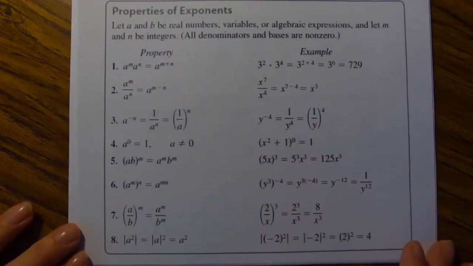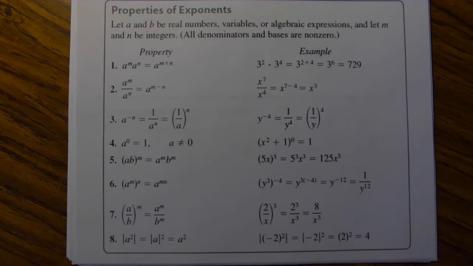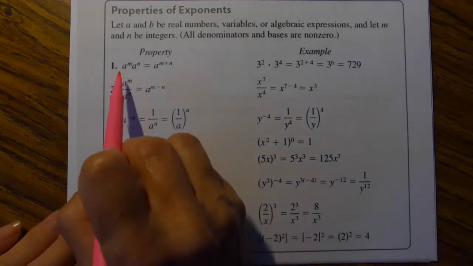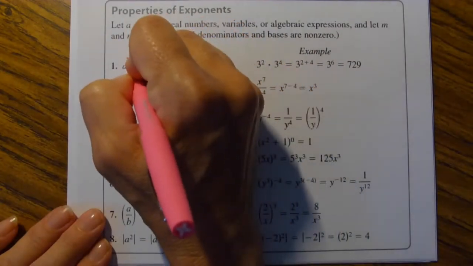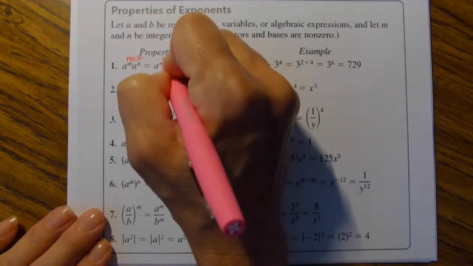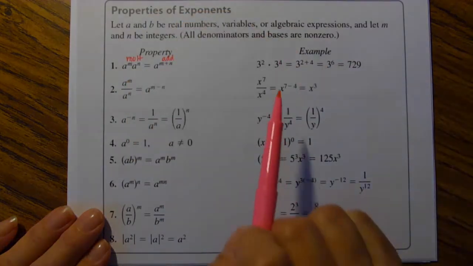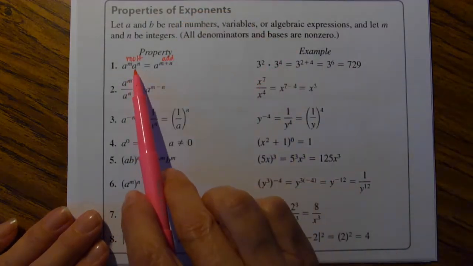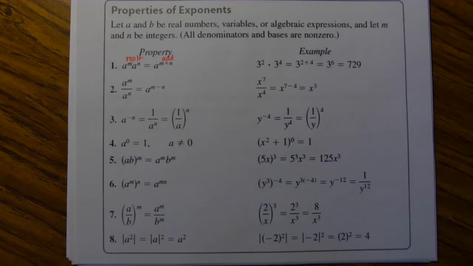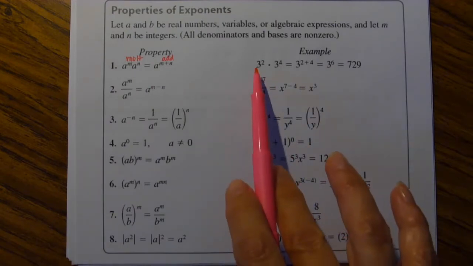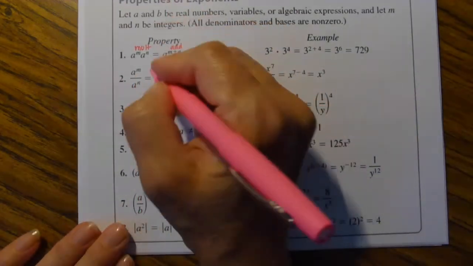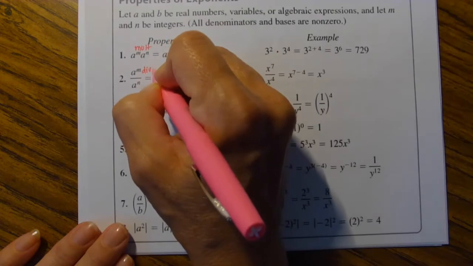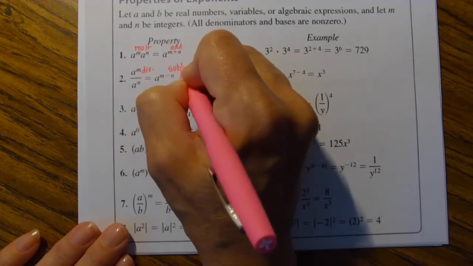All right, let's review our properties of exponents. I want to make sure you get this. When we multiply, it becomes addition, right? And it works with variables and it works with numbers. We've got to know this so we can work with big numbers and not have to multiply 3 squared times 3 to the 4th and actually do that. When we divide, it becomes subtraction.